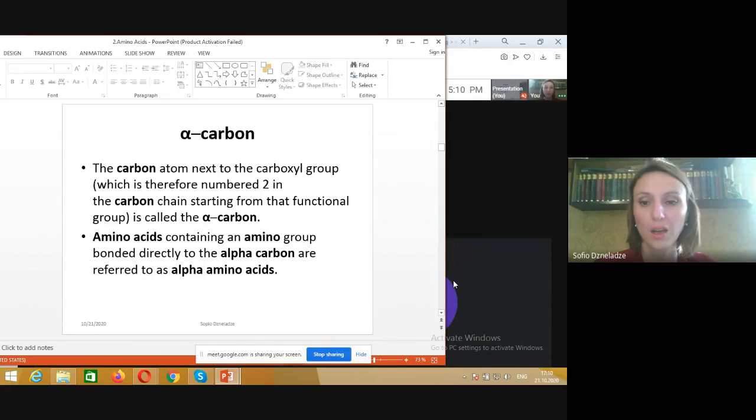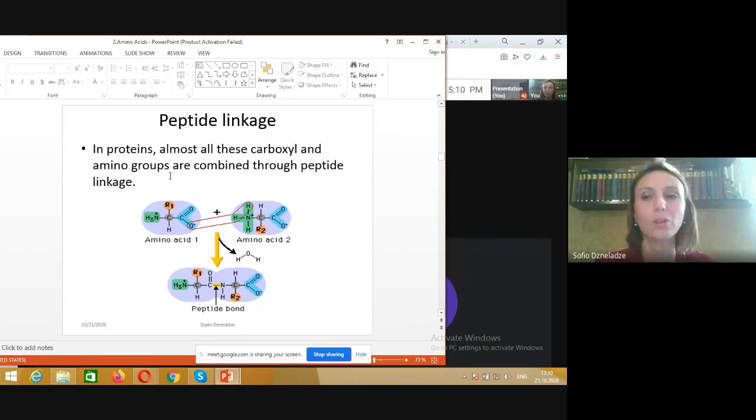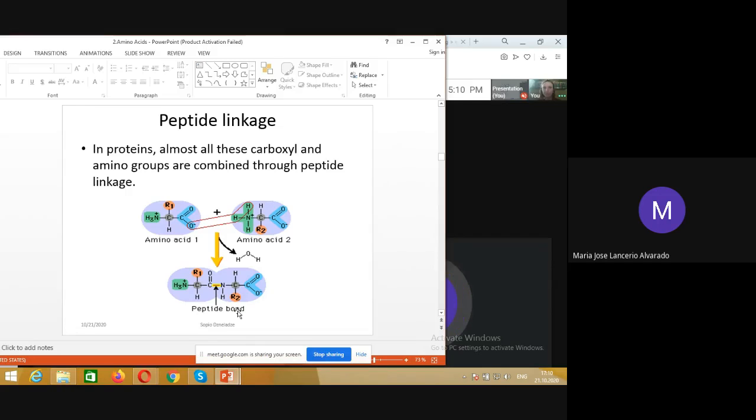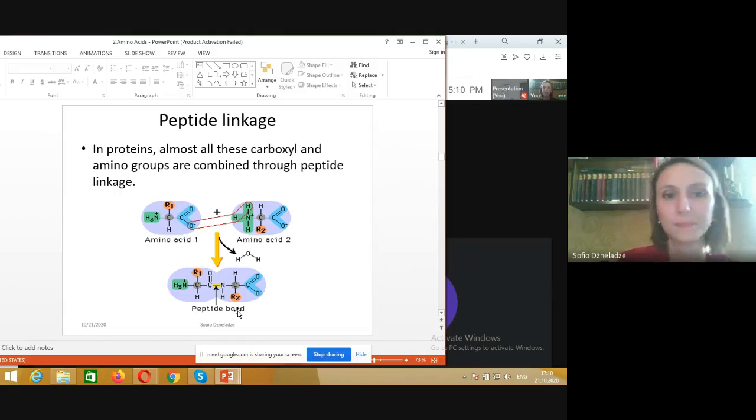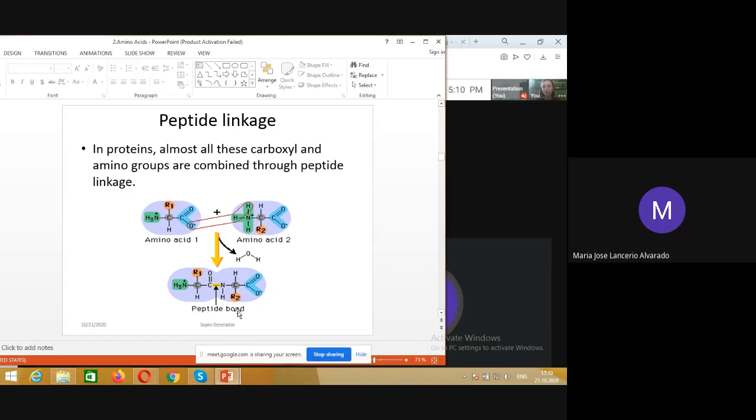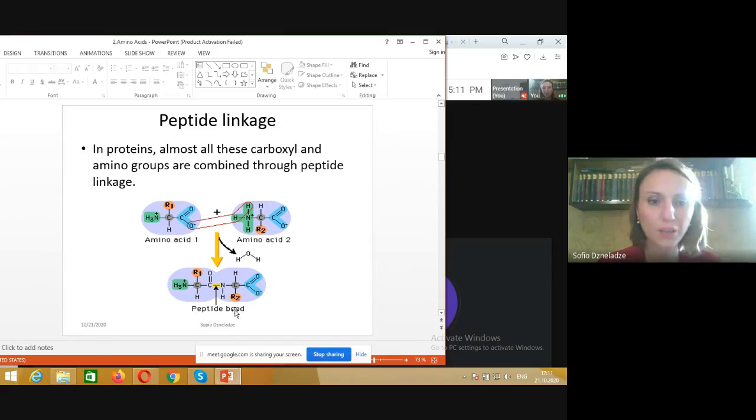Now, which linkage can join together two amino acids? Peptide linkage, or peptide bond. Lizzie, you will repeat. Listen to Maria, Lizzie, please. In proteins, almost all these carboxyl and amino groups are combined through peptide linkage. And what is peptide linkage? Please explain. You can use this demonstration.